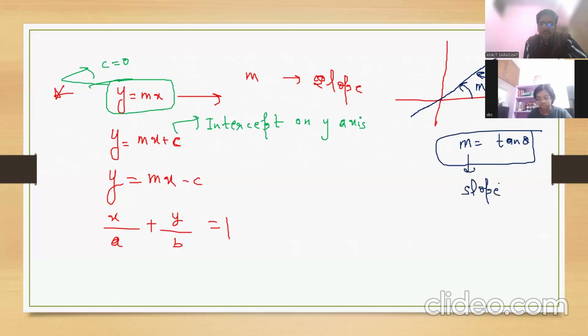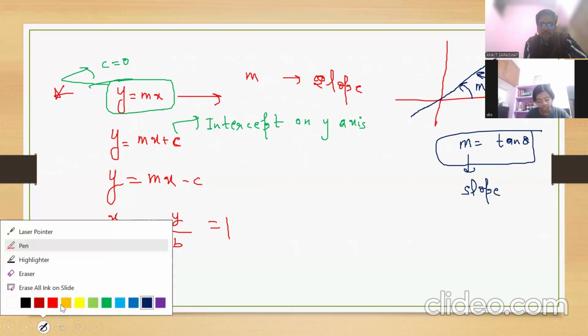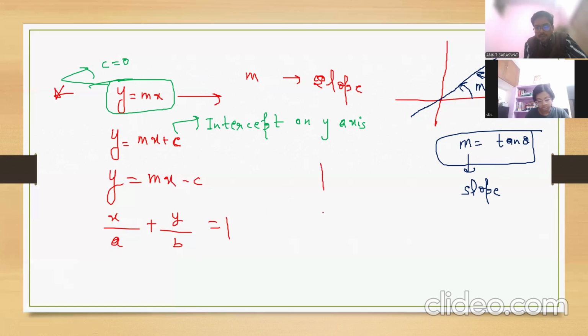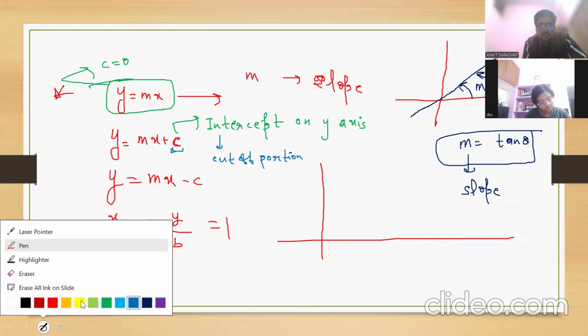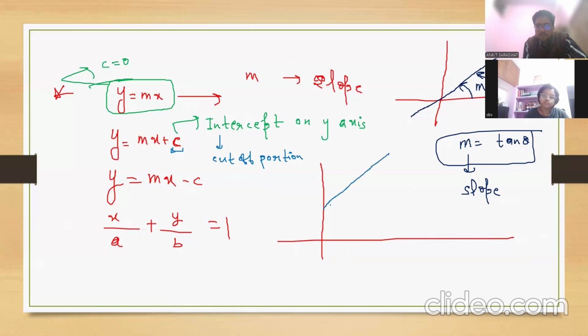Understood? Yes, sir. Now, if the intercept on the y-axis is given, for example y is equal to mx plus c, if I need to draw this graph, how will you draw? Here plus c. It means the intercept on the y-axis is positive. Cut off portion means how much portion on the y-axis is being cut by the line. That is the intercept. You can write cut off portion. Clear? Yes, sir. Now y is equal to mx plus c, how will you draw? Like this. This is y is equal to mx plus c. Plus c means like this.